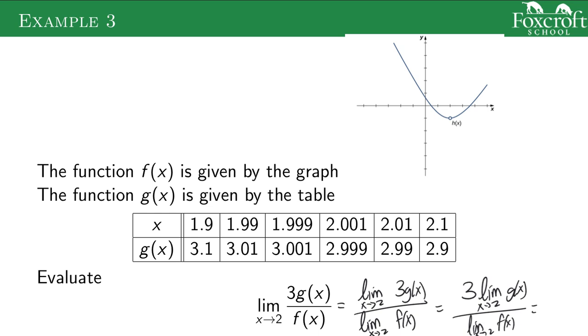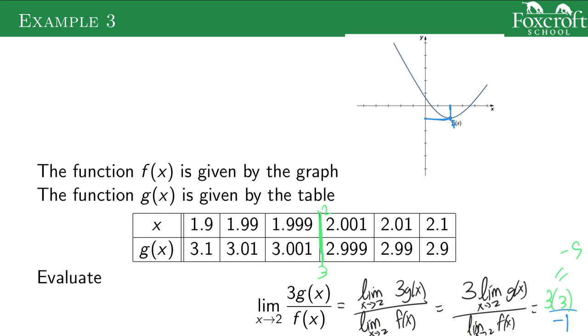All right, so f of x is given by the graph, even though it says h in the picture, it's f. So if I evaluate the limit of f of x, we know how to evaluate from a graph. We go to 2, and we see our y values are close to negative 1. So the bottom of this expression is negative 1. And then g is given by the table, and we can see as our x values get close to 2, our y values are getting close to 3. So that is going to be 3, and our final answer is going to be negative 9. 9 over negative 1 is negative 9.